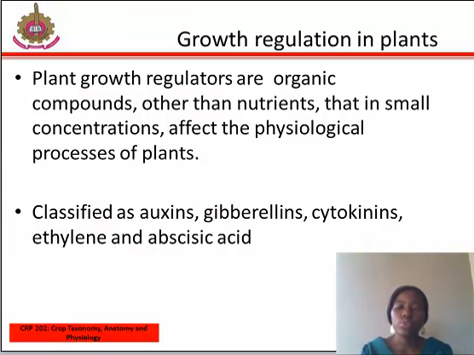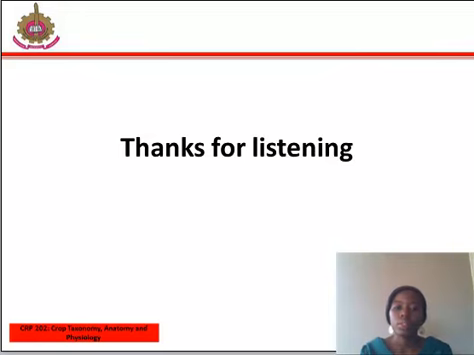Then we'll move on to abscisic acid. Abscisic acid controls several physiological processes in plants. It also controls seed germination, vegetative growth, and bud dormancy. Its functions are: 1. It stimulates the closure of stomata. 2. It induces seed and bud dormancy. And 3. It induces seed to synthesize storage protein.